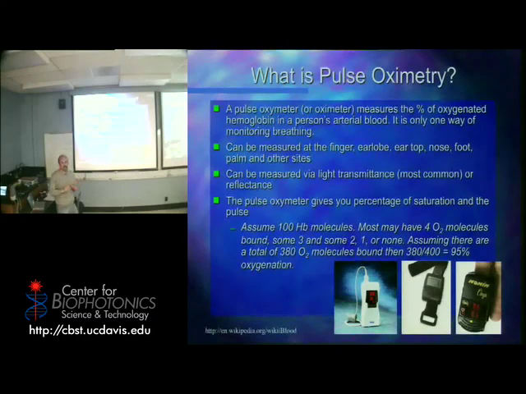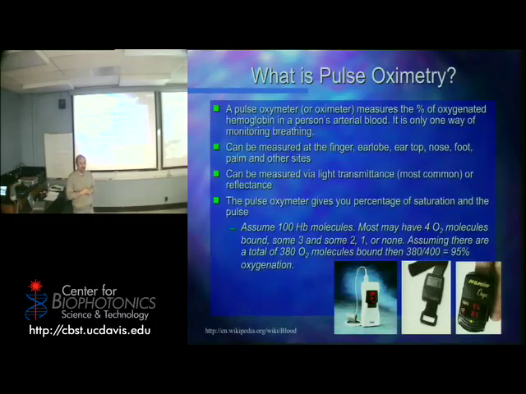Now, just to give you a sense of what that percentage means, if you have 100 hemoglobin molecules, most of them have 4 molecules of oxygen. Some have 3, some 2, some 1, or none. Assuming that a total of 380 oxygen molecules are bound, you had 100 hemoglobin, so the maximum was 400 that you could have bound, and you have 380, then you would have 95% oxygenation. That makes sense?